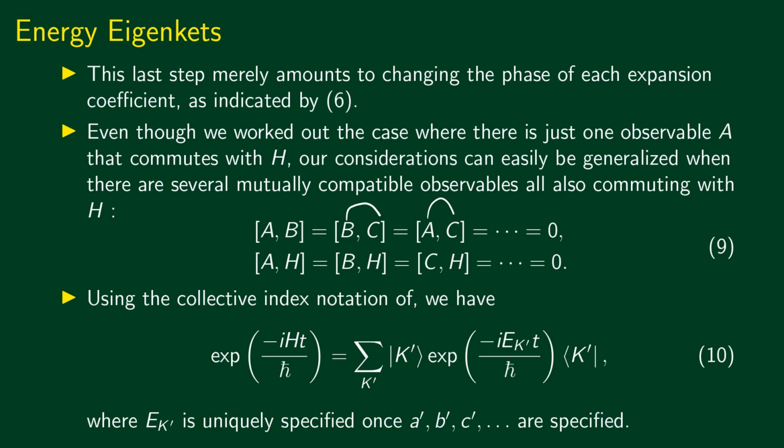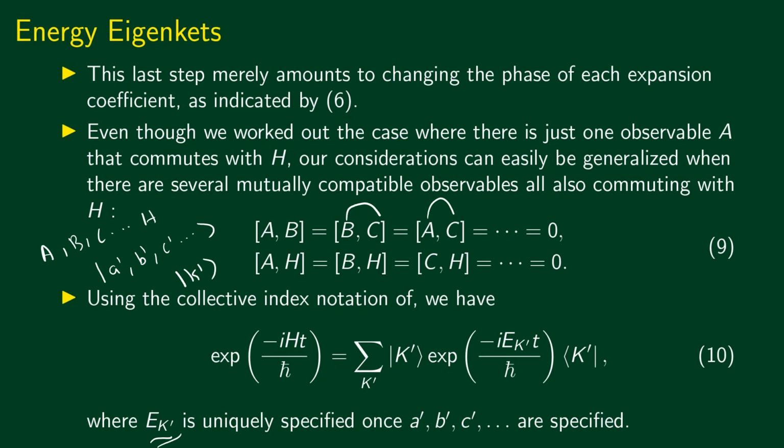In this case, we know that the operators A, B, C, etc. and the Hamiltonian have common eigenvectors. They have common eigenkets. We can denote these eigenkets using the eigenvalues of these operators. We can write this as ket A prime, comma B prime, comma C prime, etc. Or as we did in the first chapter, we can use a collective index K prime, right? So E K prime.